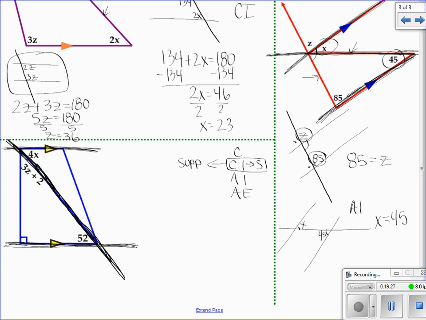4x is one of them, and 52 down here. What kind of angles are they? They are alternate interior, so they are equal. So we'll do that. 4x equals 52.